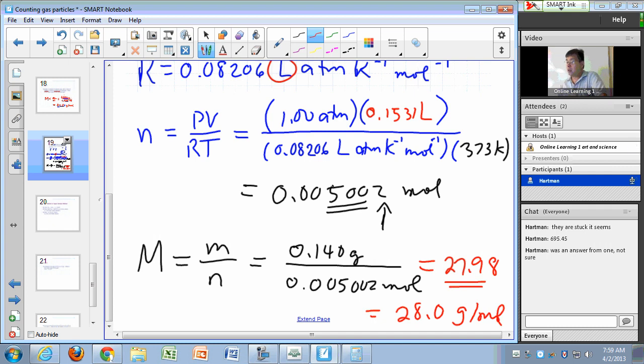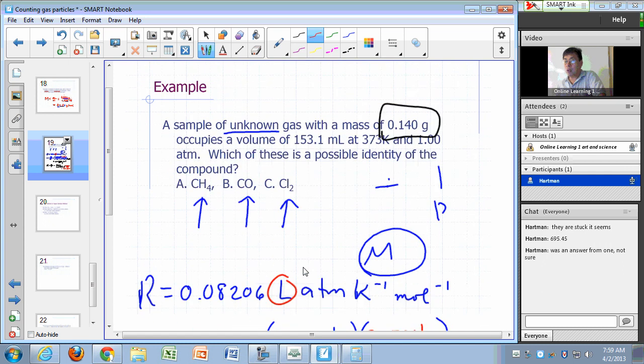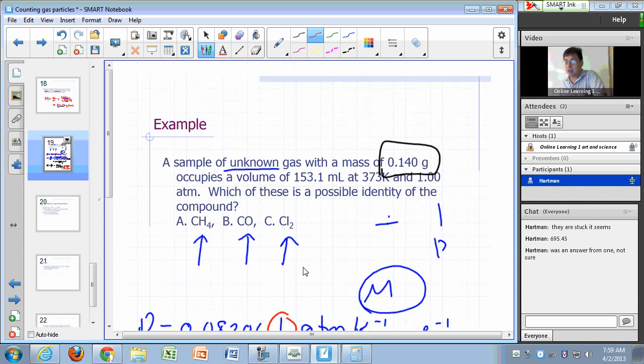Okay? So now that we figured out our molar mass is 28 grams per mole, which one could it be? Is it A, CH4, B, CO, or C, Cl2? So based on the available information, it's 28 grams per mole. So the question is, is it possibly CH4, CO, or Cl2?